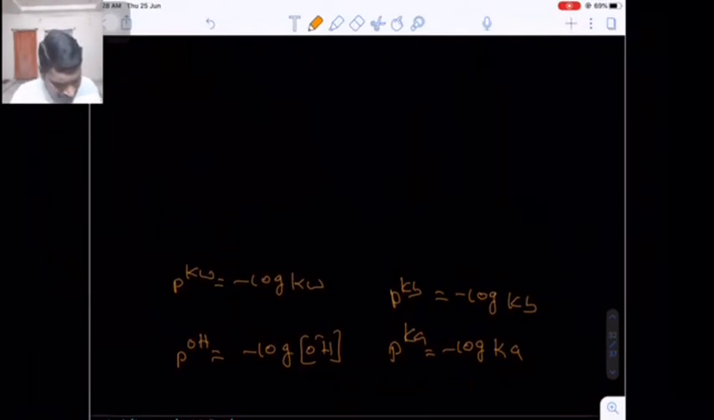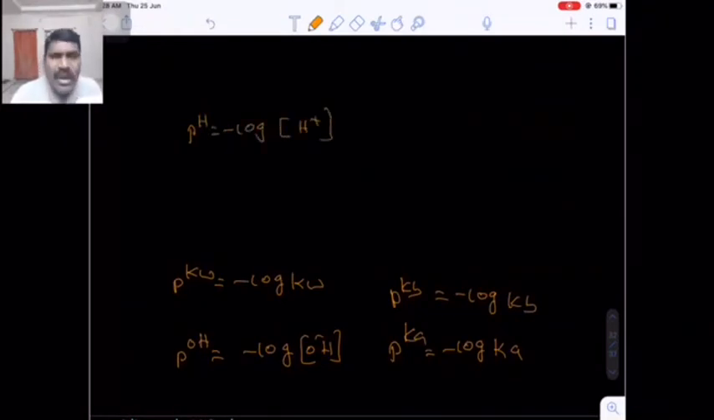Now here, if the pH value is the negative logarithm of H plus ion concentration, from here how to calculate the H plus ion concentration? Log of H plus ion concentration will be equal to minus pH. Yes. If you bring the log to the right hand side, you will get anti-logarithm.